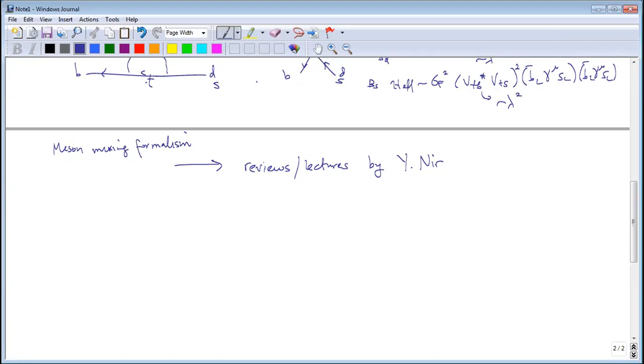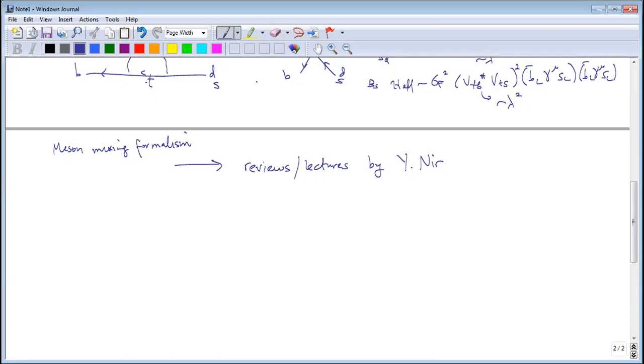Oh, and related to the previous question, there's a comment that PDG 2019 says that gamma is 73.5. 73.5 degrees. Great. That's fine, good. So I think this is within that range.